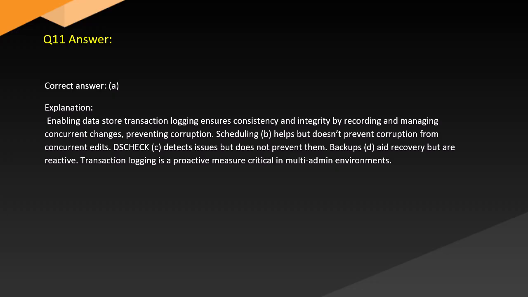Answer. Correct answer: A. Explanation. Enabling data store transaction logging ensures consistency and integrity by recording and managing concurrent changes, preventing corruption. Scheduling, B, helps but doesn't prevent corruption from concurrent edits. Dcheck, C, detects issues but does not prevent them. Backups, D, aid recovery but are reactive. Transaction logging is a proactive measure, critical in multi-admin environments.